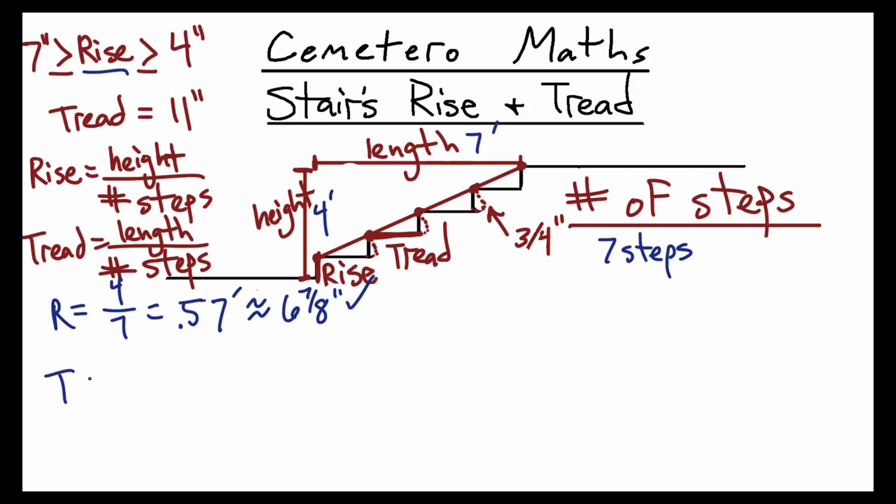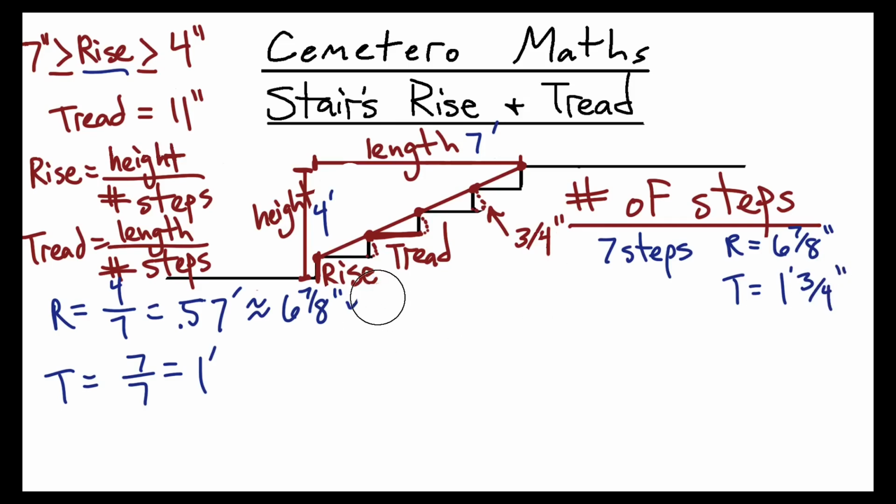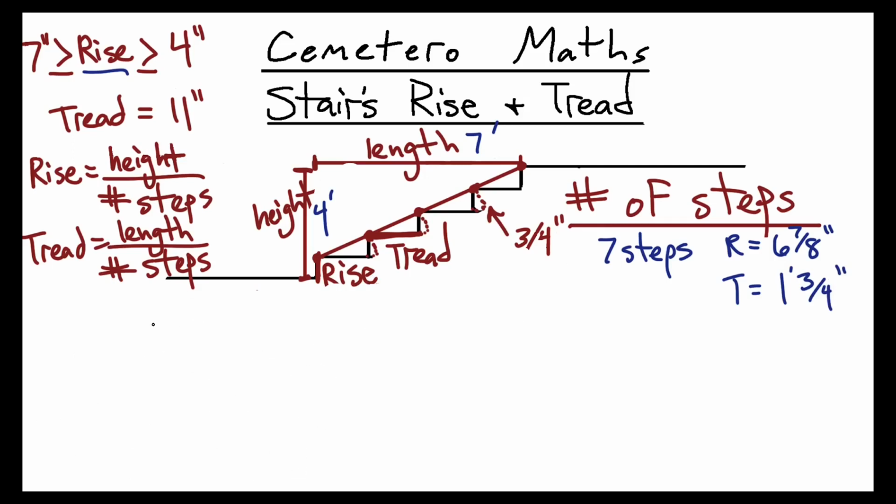With our tread, our length is 7 feet over 7 steps. That gives us a 1 foot tread. So with 7 steps, our rise is very close to the max of 7 inches, coming in at 6 7/8 of an inch, and our tread is a little bit big, a foot and 3/4 of an inch. So let's try 8 steps. Let's see how that works out.